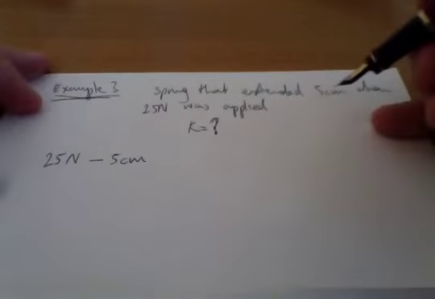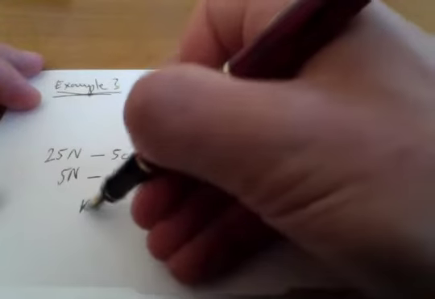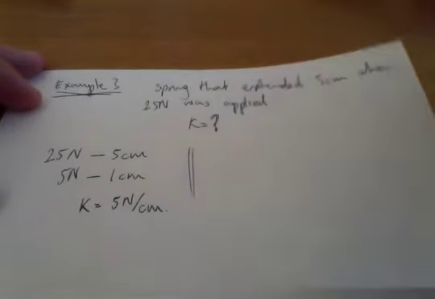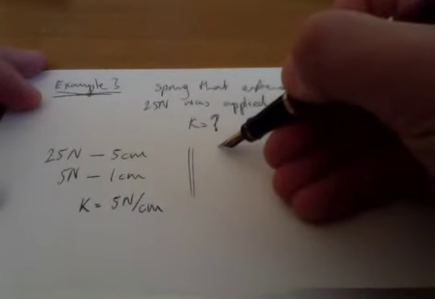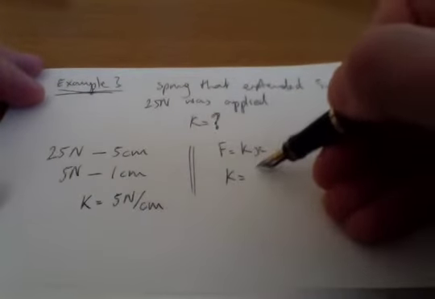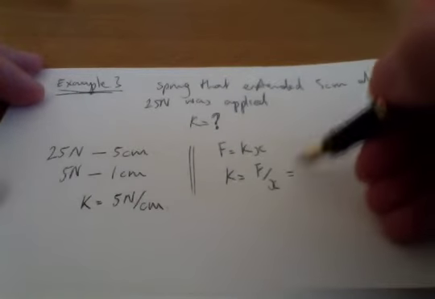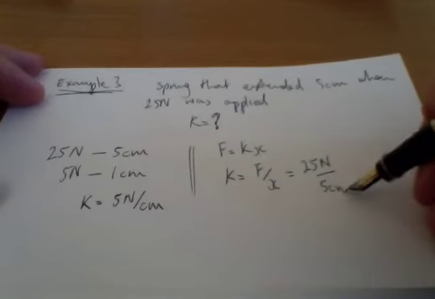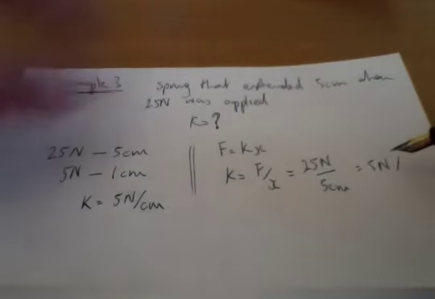Here's the answer. Well, if I know that 25 newtons presented a 5 centimetre extension, then I can say that a 1 centimetre extension would have been used if there were 5 newtons. So therefore K is 5 newtons per centimetre. Or, if you like, we could do it mathematically, and we can say that here is my equation for Hooke's law. I'm looking for K, which is the force divided by the extension, and the force applied was 25 newtons, and the extension was 5 centimetres, giving me 5 newtons per centimetre.